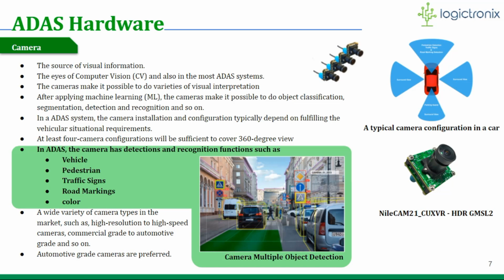In ADAS, the camera has detection and recognition functions such as vehicle recognition or detection, pedestrians, traffic signs, road markings, and color detection. There can be a wide variety of camera types depending upon their capabilities and features. They can range from high resolution to high speed cameras. Some are commercial grade cameras and some are automotive grade. Sometimes it becomes a huge deal to choose the right one. However, automotive grade cameras are preferred.